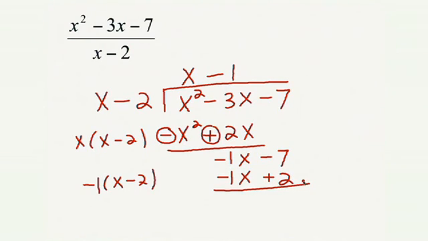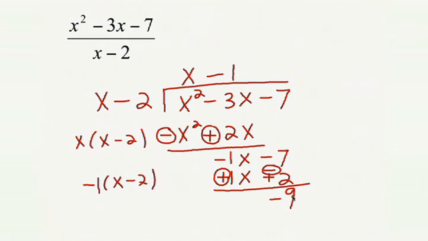Again, don't forget to change the signs. So this negative becomes positive. This positive becomes negative. So negative 1x and positive 1x is 0, but negative 7 added to negative 2 is negative 9. That's our remainder.